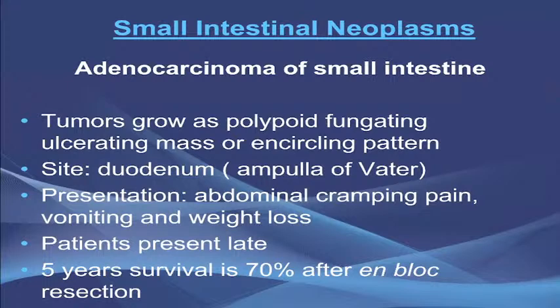So the patient will complain of abdominal pain that is described as cramping, may present with vomiting, and of course weight loss. Generally, patients present with late disease. Still, the 5-year survival rate is pretty high, 70% after en bloc resection. So if it's resected properly with clear margins, the 5-year survival rate is 70%, despite late presentation.